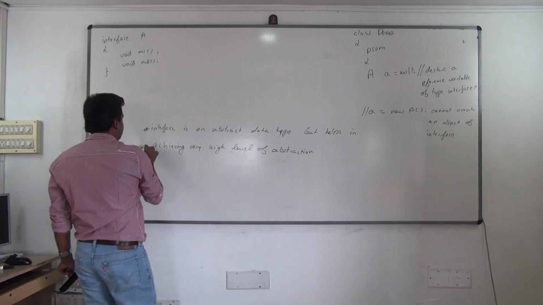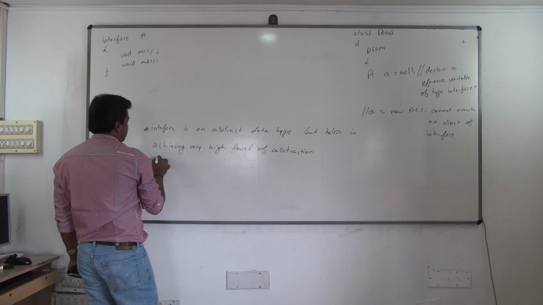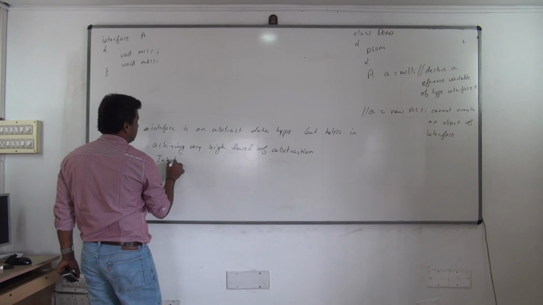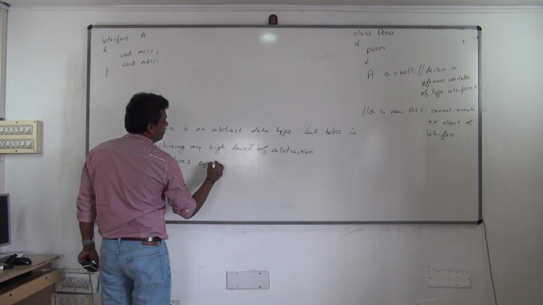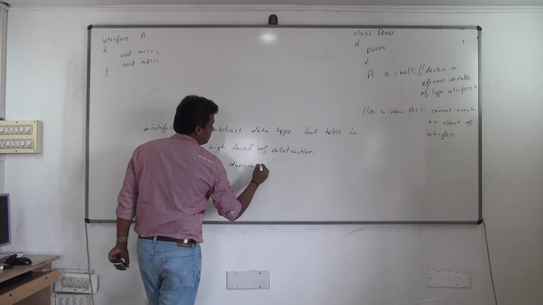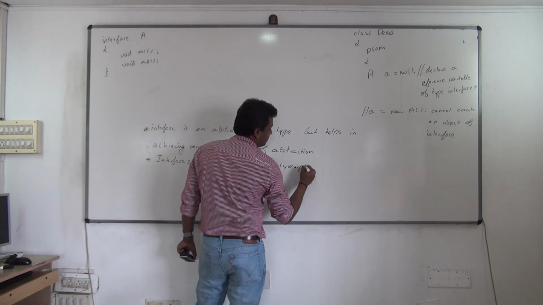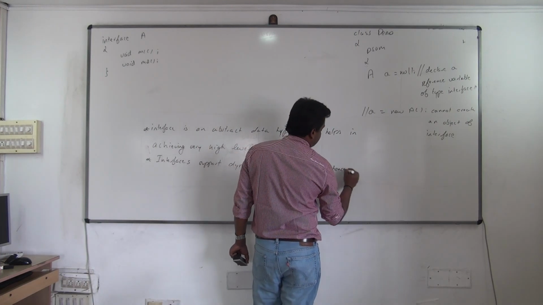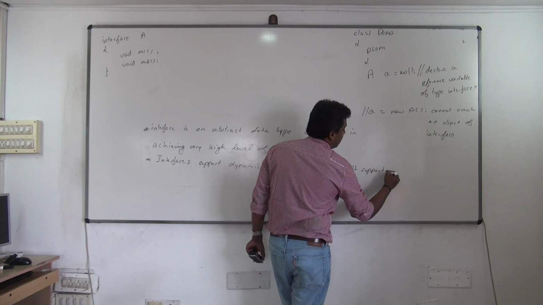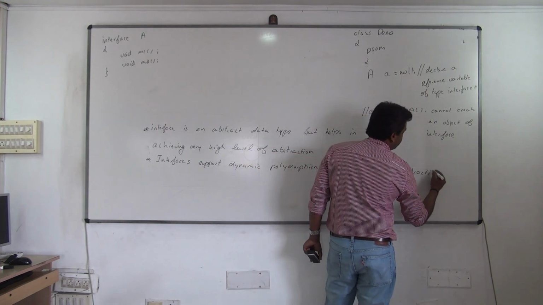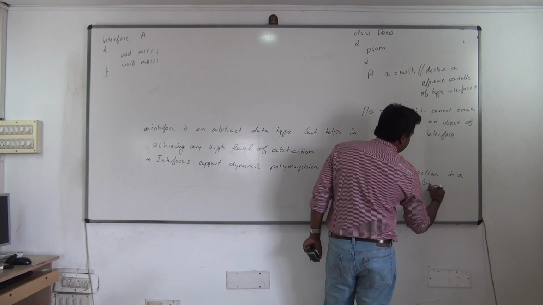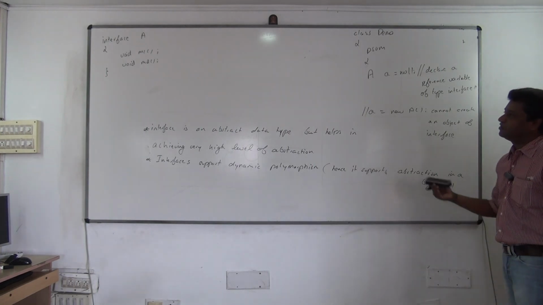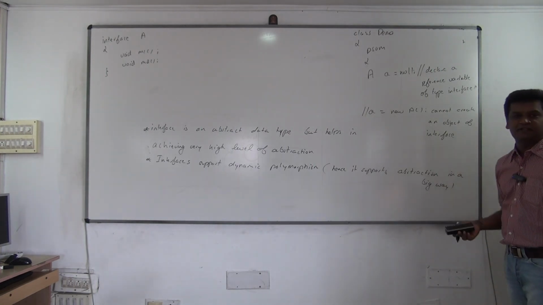Now this is one point. The second point would be: interfaces support dynamic polymorphism. Hence, it supports abstraction in a big way. You understanding now? Hence it supports abstraction in a big way. These are 2 points. Just make a note of this. We'll start understanding these 2 points in depth now.